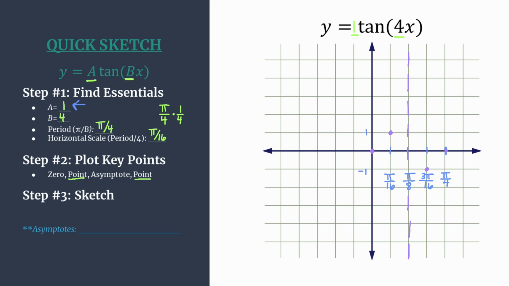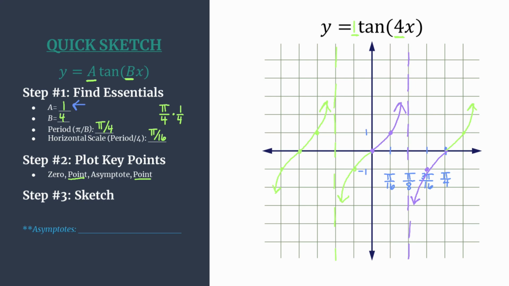So step 3, let's sketch in one cycle of tangent. I like to call this a broken cycle of tangent just because it has the asymptote in the middle. If you'd like, you can sketch out a few more cycles just so you can see the full unbroken cycles of tangent. But you don't have to do this. This is just to show you that you can have as many cycles of tangent of 4x as you'd like.